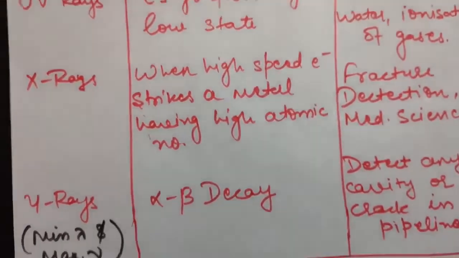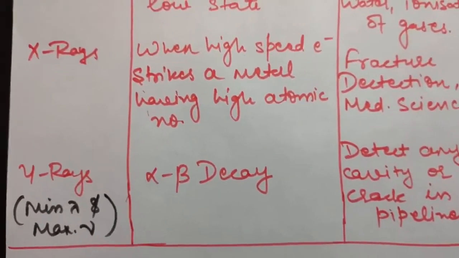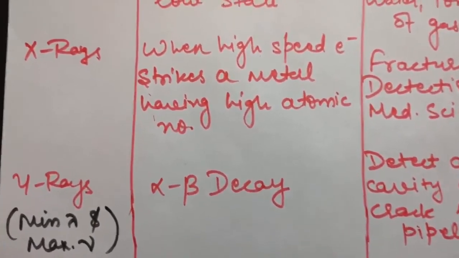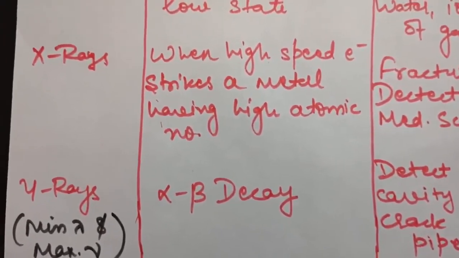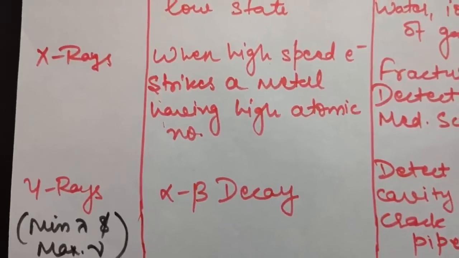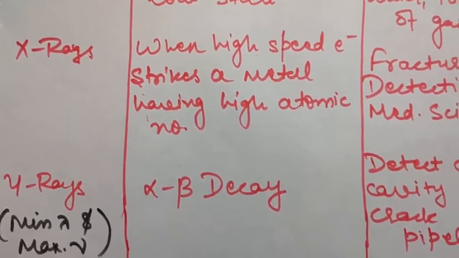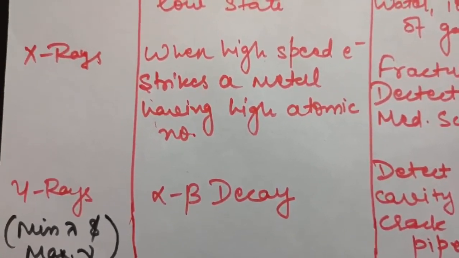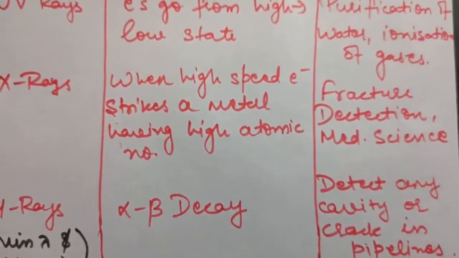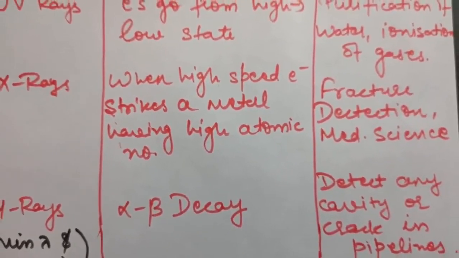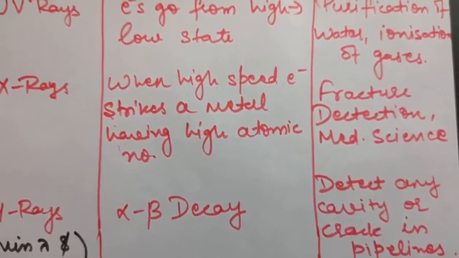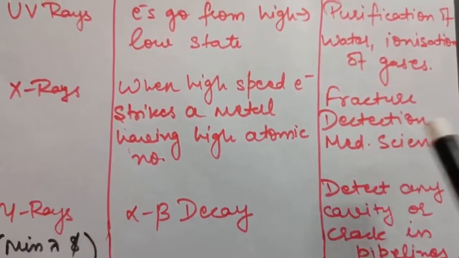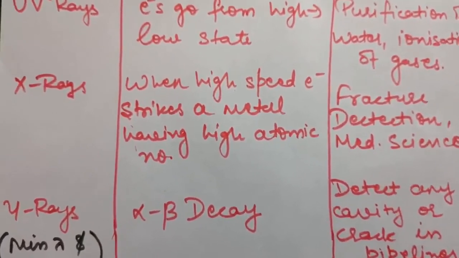Next is X-rays, and X-rays are produced when a very high speed electron strikes a metal having a high atomic number. That is, if you have a metal which has a very high atomic number, and a very high speed electron strikes that metal, then X-rays are produced. Whenever we have some problem in any bone, we say we have to do the X-ray. Why do we call that X-ray? Because for that purpose X-rays are used. So X-rays are used for fracture detection, and obviously it is used in medical science.